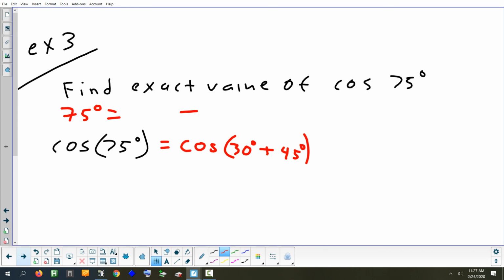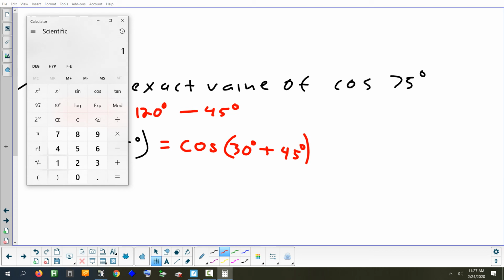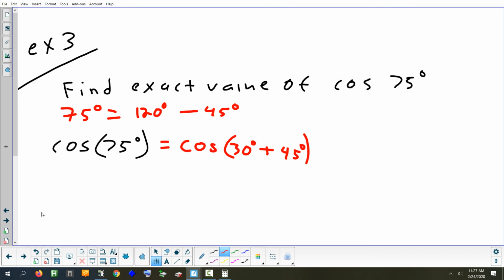120 minus 45. Yep, that's not the one I was thinking of, but yes, that would work. I was thinking of 135 minus 60. That would work too. So, lots of ways to do this problem. But we're going to just try it as a sum.